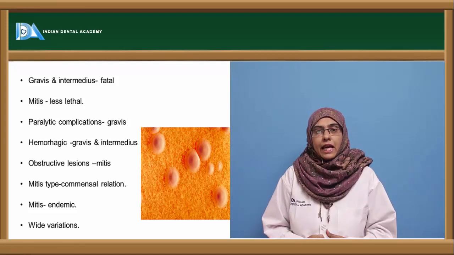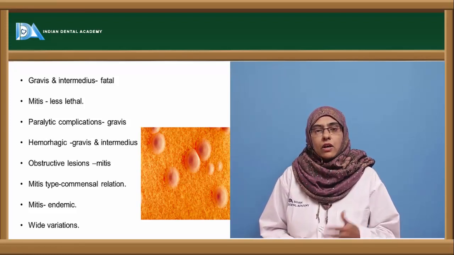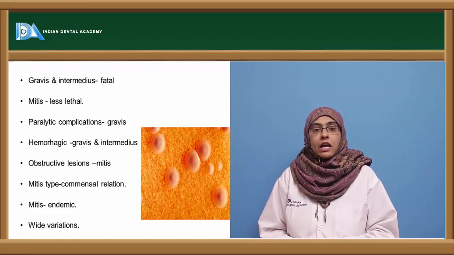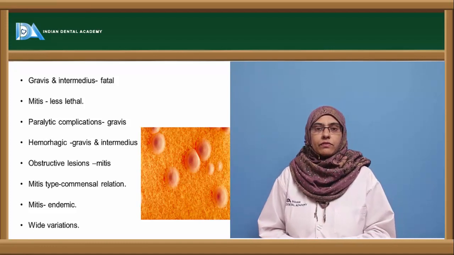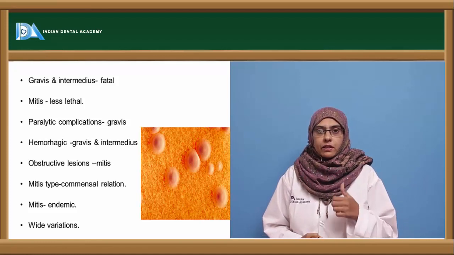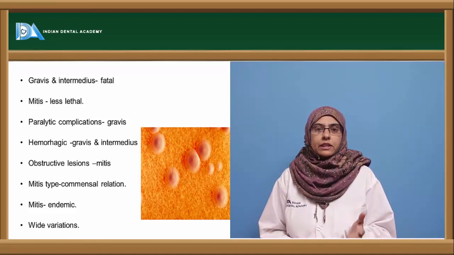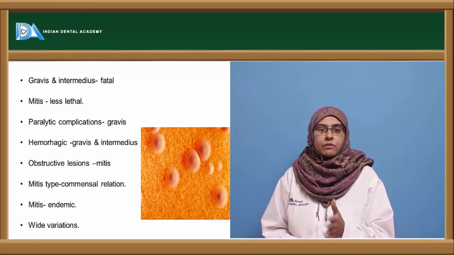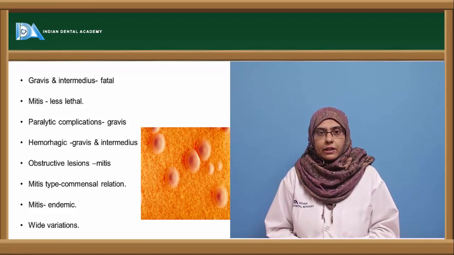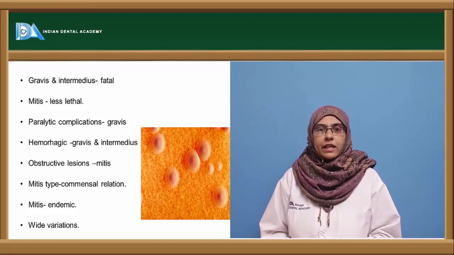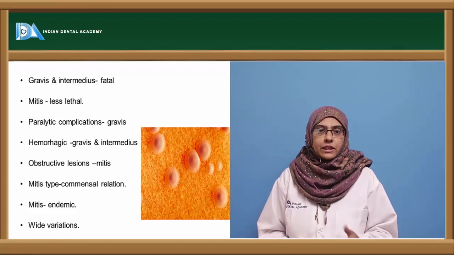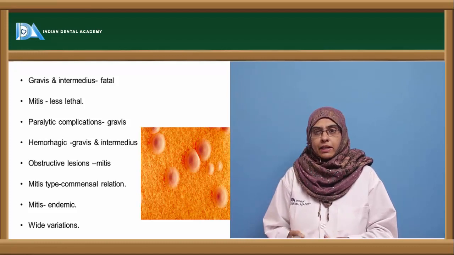Now coming to the biological characteristics of this organism that is causing diseases worldwide. Gravis and intermedius are the ones mostly involved in the fatal disease of diphtheria, mitis being less lethal, and there is the formation of a pseudomembrane, a characteristic tough leathery membrane that is formed inside the mouth because of the bacterial disease. Next, paralytic complications are common in gravis, and hemorrhagic complications in intermedius, whereas obstructive lesions in the airway passages are usually caused by mitis.